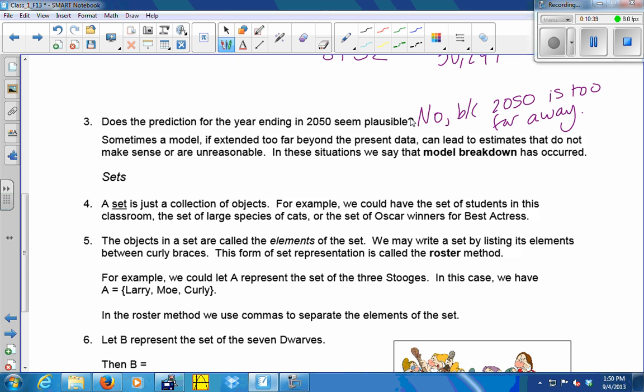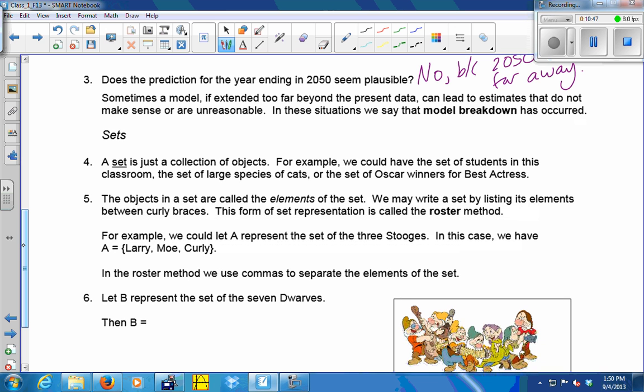I think both. Yeah. I don't know. I mean, Harvard may always be able to charge whatever they want, but sometimes a model, if you extend too far beyond the present data, can lead to an estimate that just doesn't make sense or is unreasonable. In these situations, we say that a model breakdown has occurred.